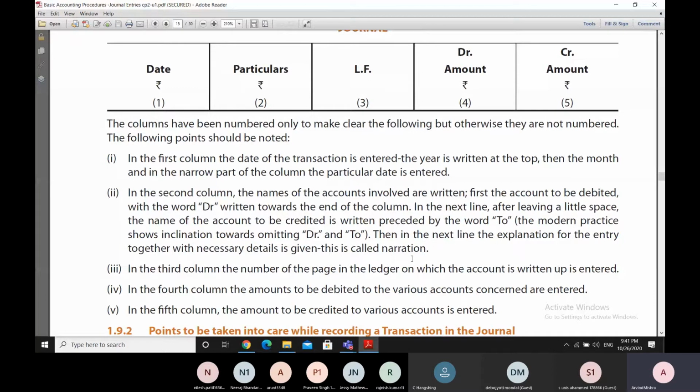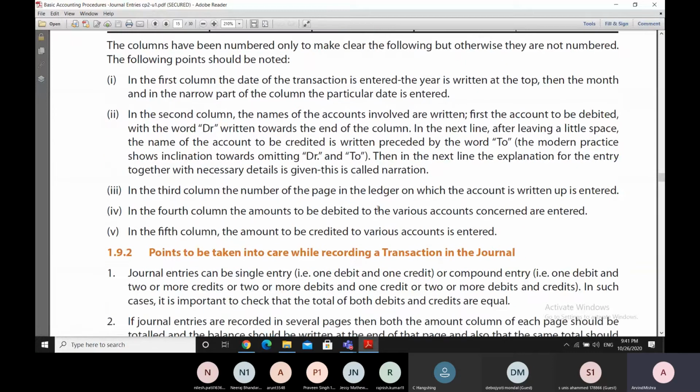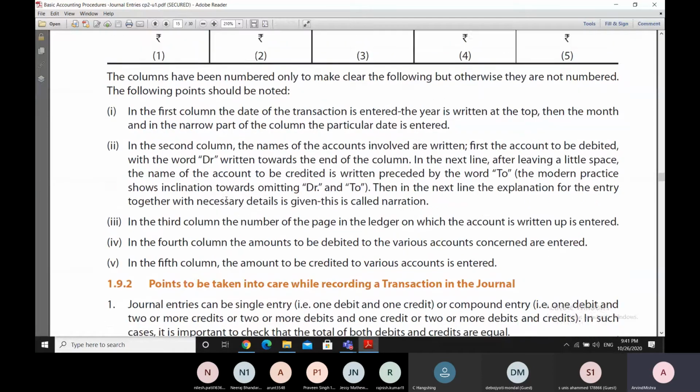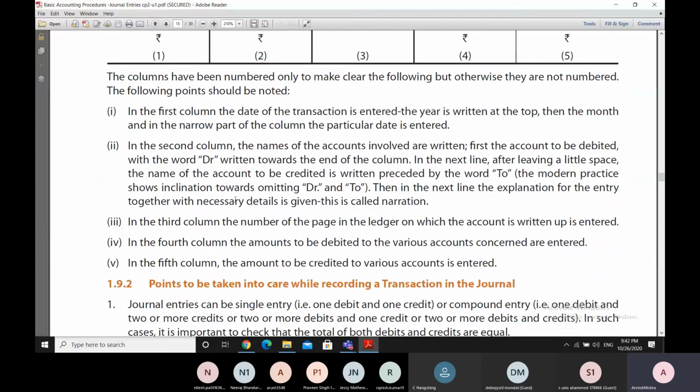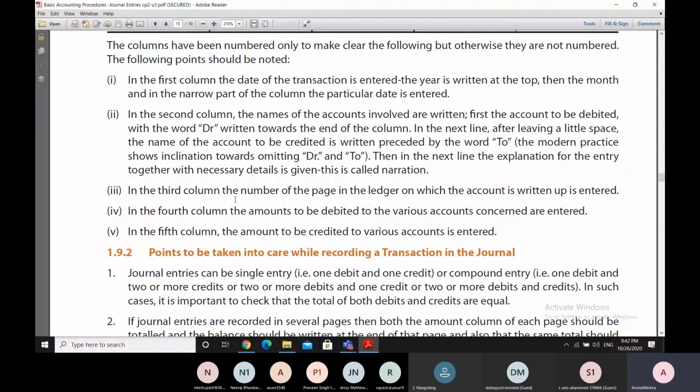Then the next line, the explanation for the entry together with the necessary details is also given. So explanation is also to be given as to what is the nature of the transaction and why a debit or credit is being made. Then the third column, the number of the page of the ledger on which the account is written. In the fourth column, the amount to be debited is mentioned to the various accounts, and in the fifth column, if any credit amount has to be written, then that will also come there.